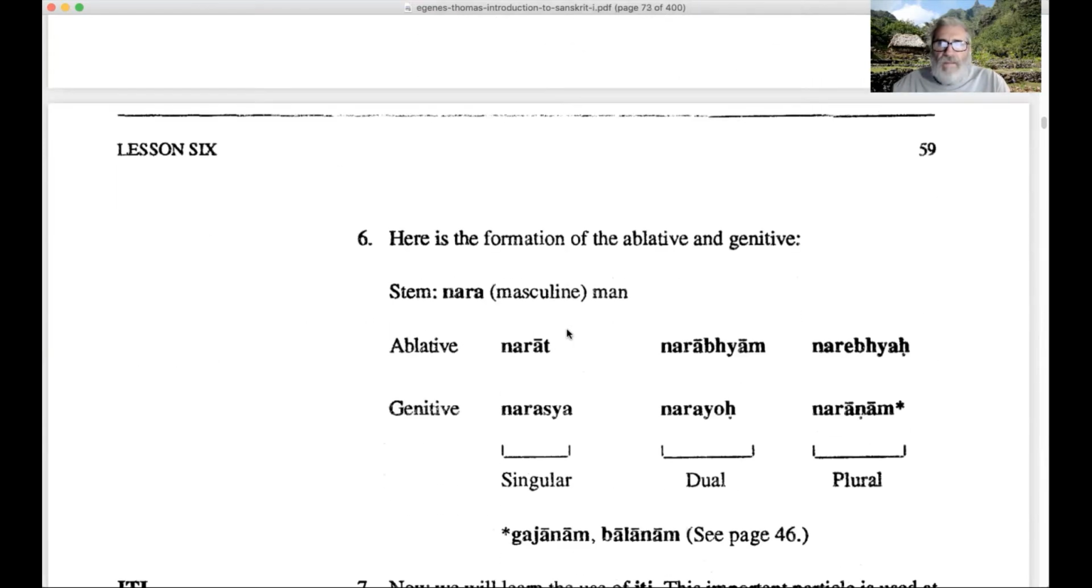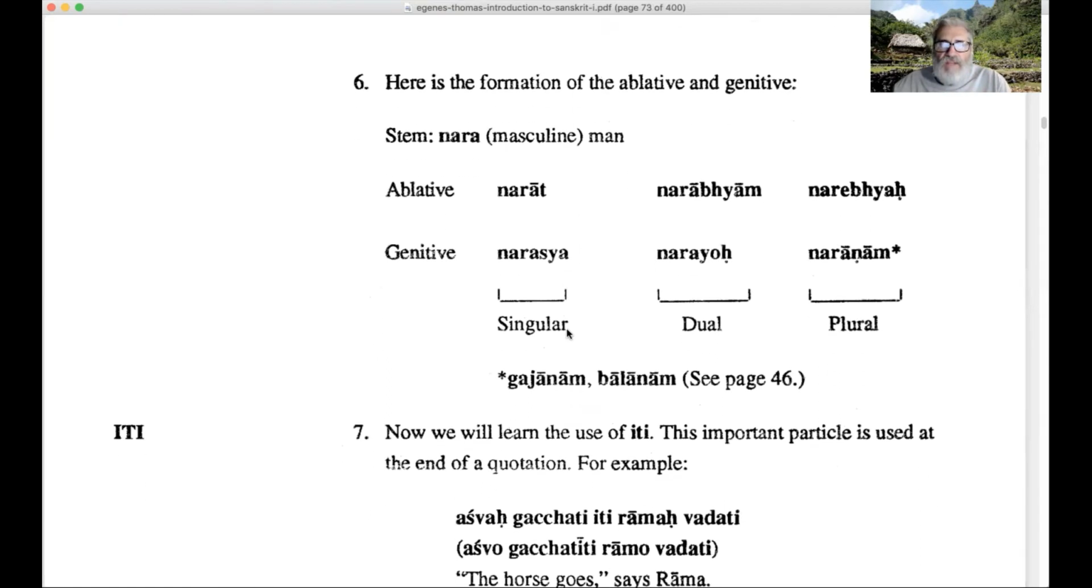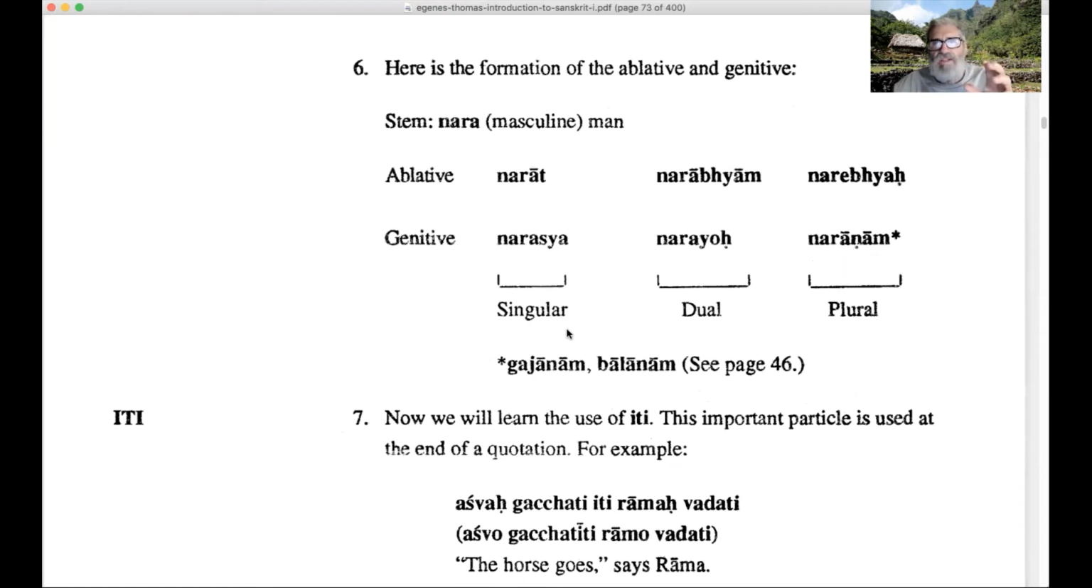Okay, all right. So let's have a look at how the ablative and genitive, the Panchami and Shasti cases, or vibhaktis, are formed. Let's take here he's taken the word Nara. Nara means a man. It's an A ending masculine noun, Nara, right? And so he gives the formation of the cases. As usual, we're going to go singular.